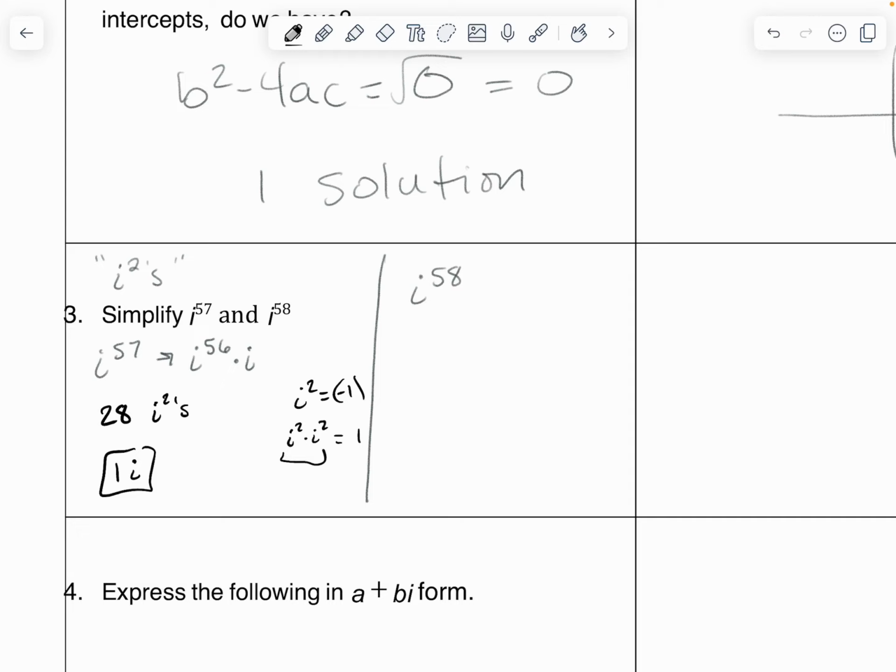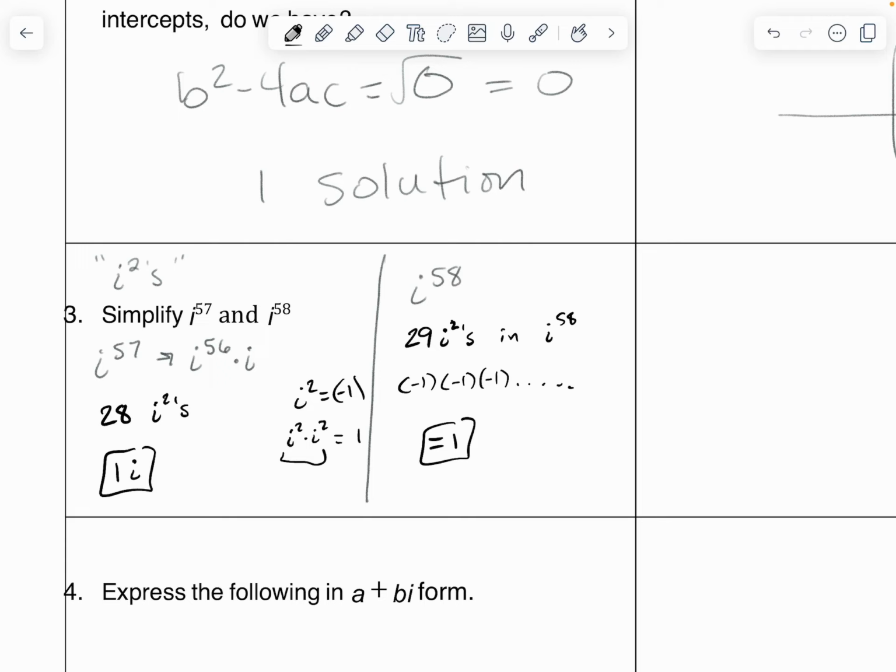Okay, and then i to the 58. So think about how many i squareds go into 58. If I do 58 divided by 2, that means we have 29 i squareds in i to the 58. If I have 29 i squareds, that means I'm multiplying negative 1 by itself 29 times. That's an odd number of times that I'm multiplying by negative 1, and since that's an odd number of times, I'm going to get negative 1 out as my answer.